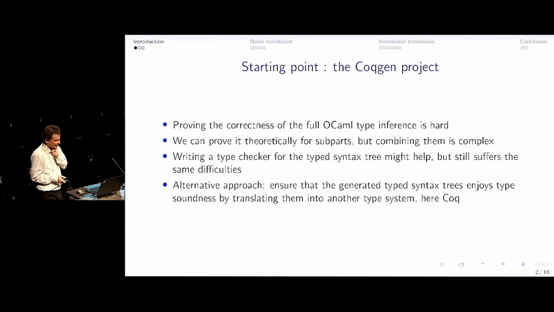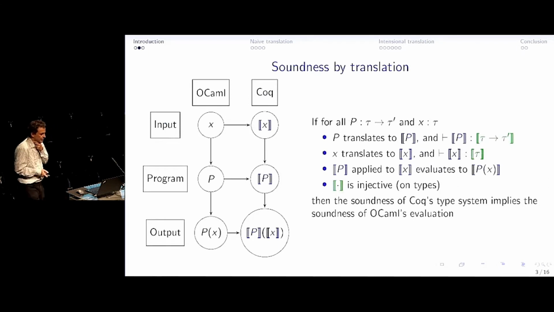So what about an alternative approach: ensure that the generated typed syntax trees enjoy type soundness by translating them into another type system? Here we'll be using Coq for its expressiveness. So what's the idea of soundness by translation?